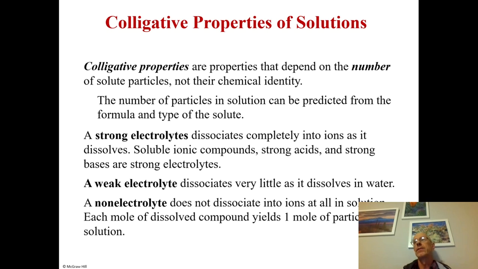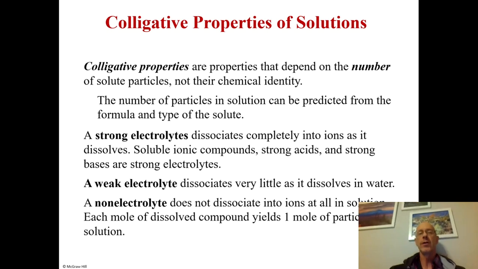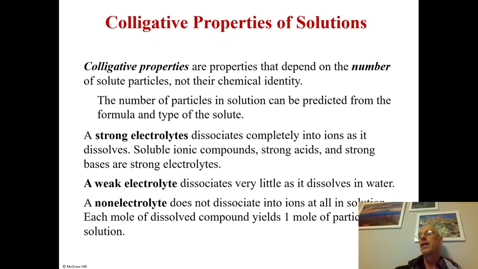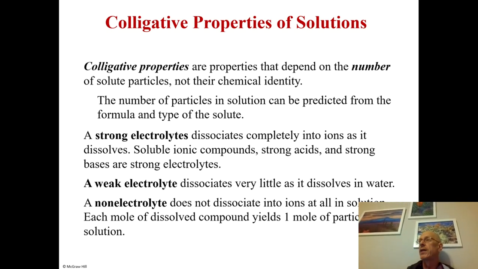And so you'll find out, for example, if you dissolve methanol, each molecule of methanol that goes in gives you one particle. So you get 1 mole of particles per mole of methanol. If you dissolve sodium chloride, you'll get 2 moles of particles, 1 mole of sodium ions, 1 mole of chloride ions. If we use magnesium chloride, we'll get 3 particles, 1 mole of the magnesium 2+ ions, and 2 moles of the chloride, Cl- ions.